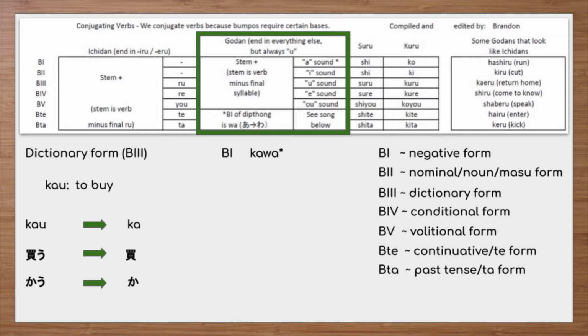Base 2 is stem plus the i sound, so kai. Base 3 is stem plus the u sound, kau, or dictionary form. Base 4 is stem plus e, kae. Base 5 is stem plus o, kao. Again, base te and ta we'll get to in a moment.